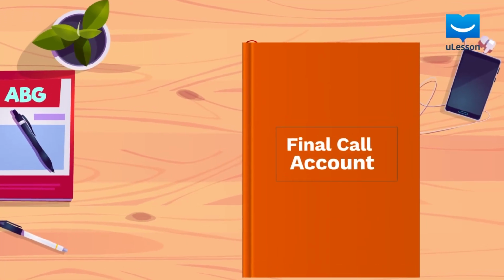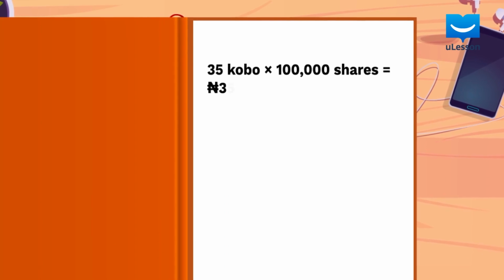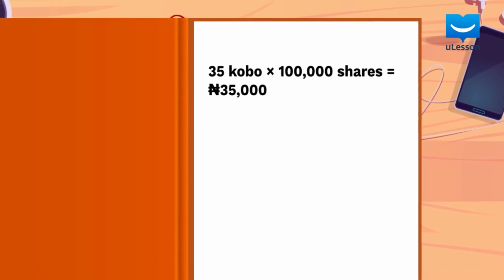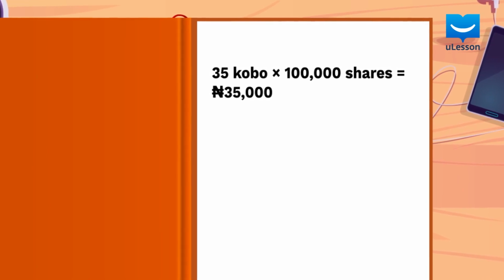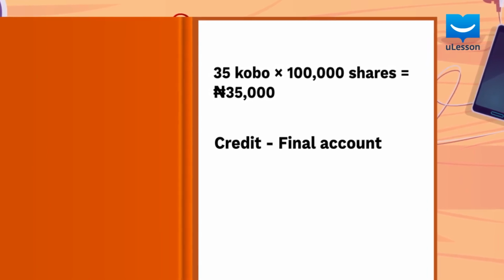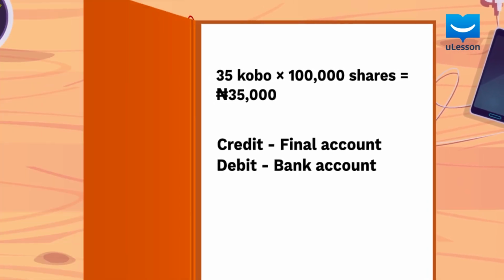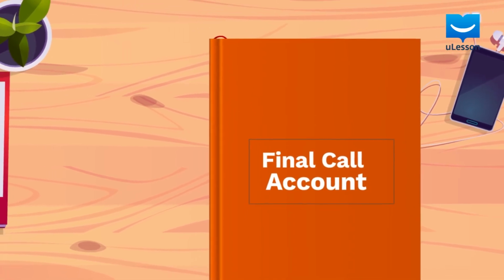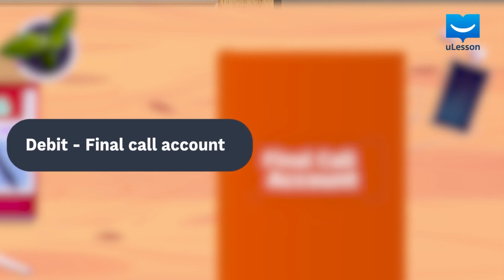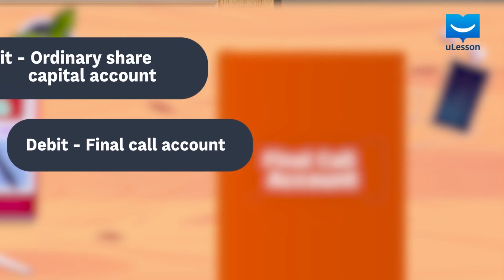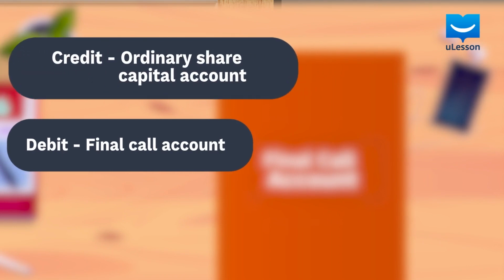Cairo PLC made a final call. Here, the value of money is 35 kobo multiplied by 100,000 shares. This is equal to 35,000 naira. This is recorded in the final call account by crediting the account and debiting the bank account. To close off the final account, the value is transferred to the ordinary share capital account by debiting it and crediting the ordinary share capital account.